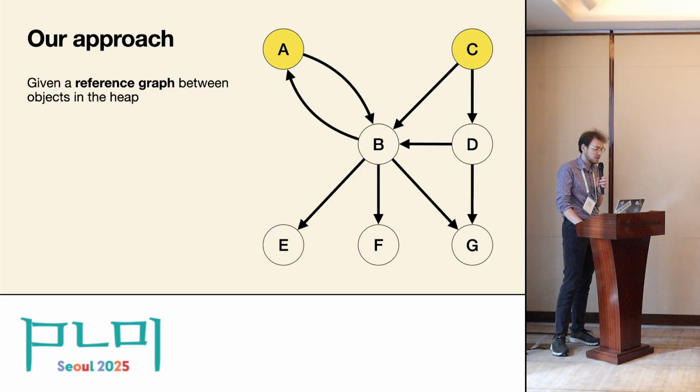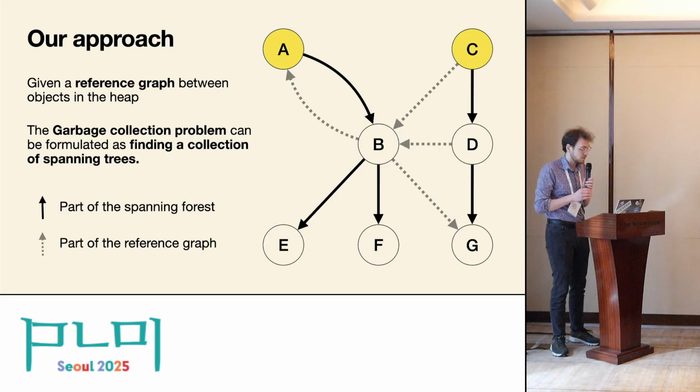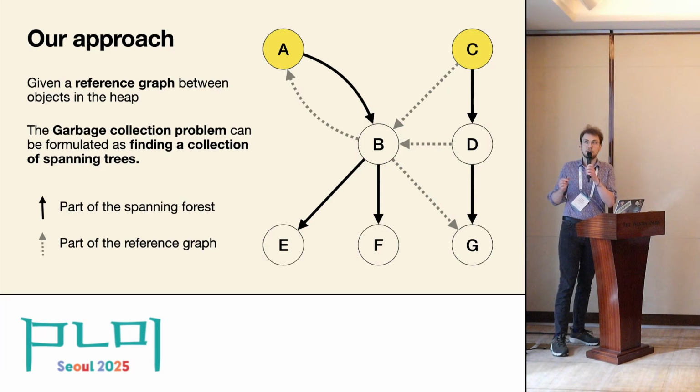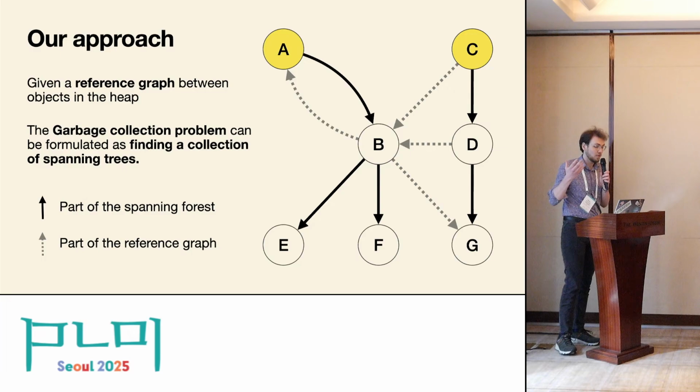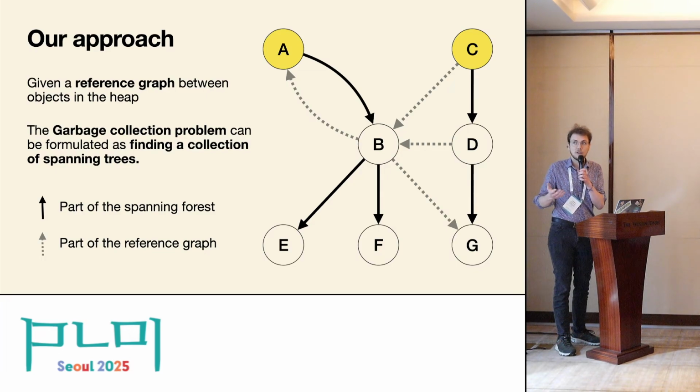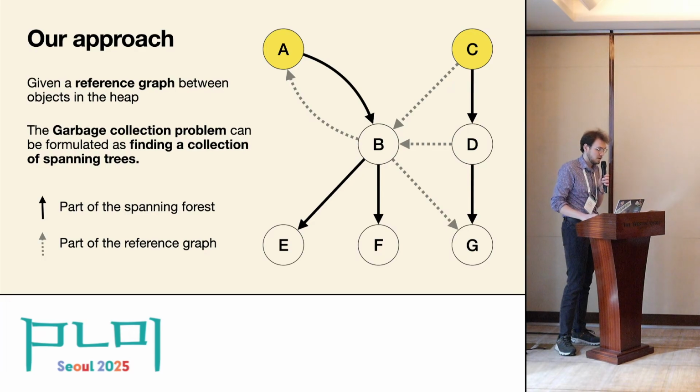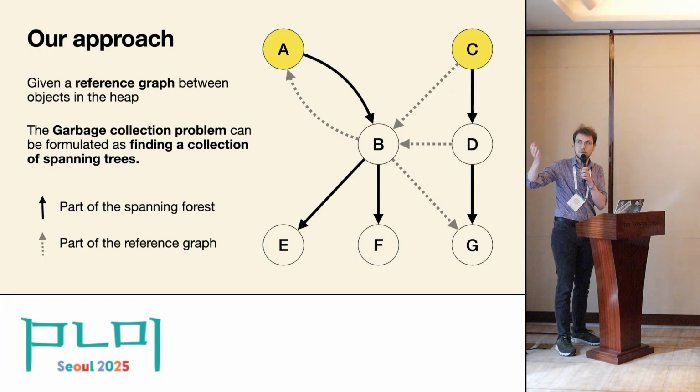And what we will do is we will embed a spanning forest within this reference graph. If we think about it, the problem of garbage collection can be seen as finding a spanning forest starting from the roots, and all nodes that are part of this spanning forest are actually reachable, and we can collect all of the other nodes. So in the graphs that I show, the edges in black will be part of the spanning forest, and the ones in gray will be part of the reference graph.